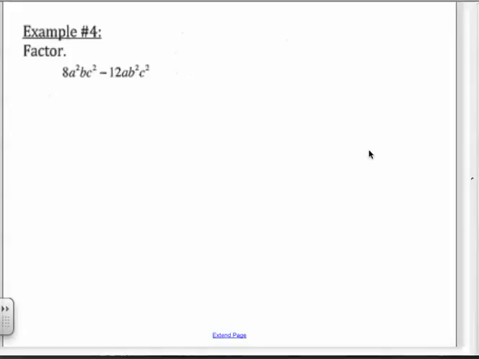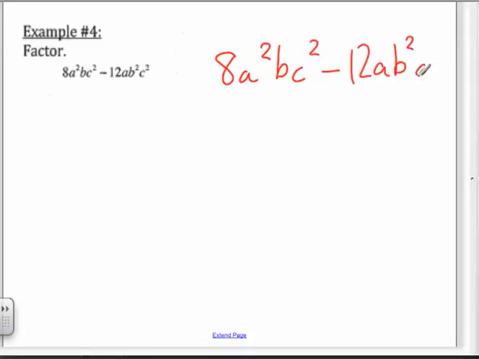Okay guys, example number 4, our last one here, it says factor. So again, I'm wanting to pull out everything that these things have in common. I'm going to write it a little bit bigger so we can see. So it's 8a squared b c squared minus 12ab squared c squared.